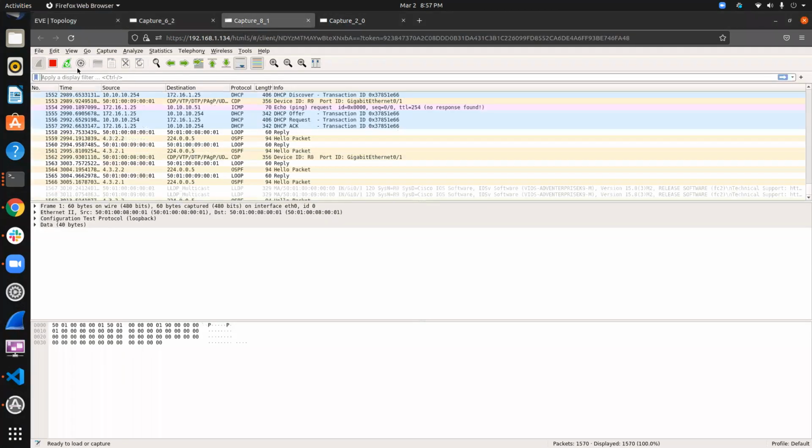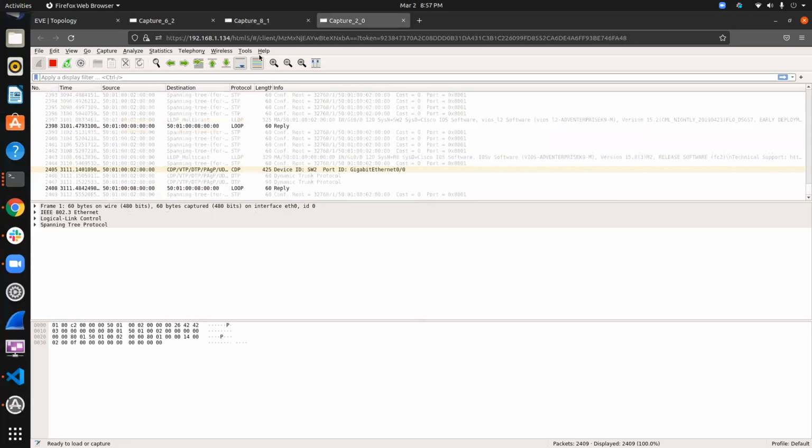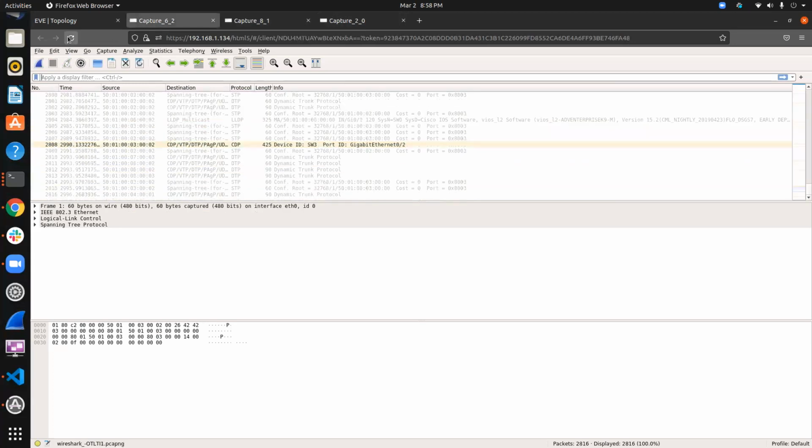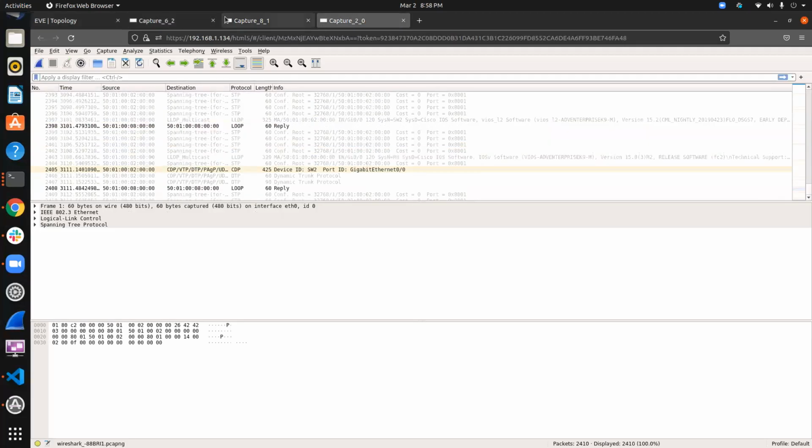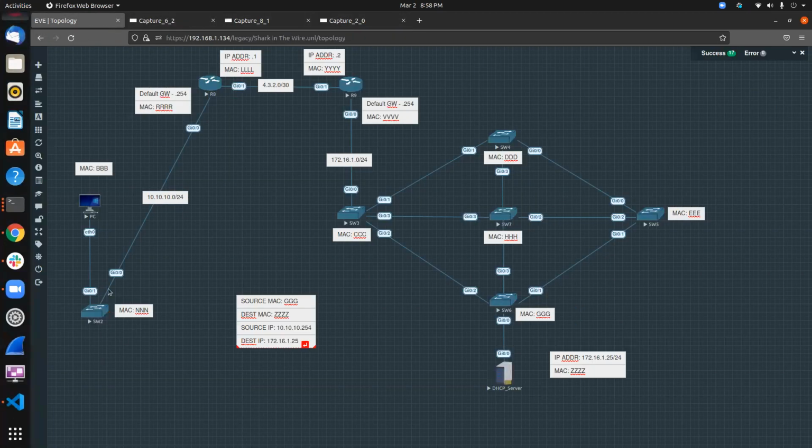Okay, so first capture. This is on switch 2, leaving this interface going towards R8. You get a 0/0 going towards R8.